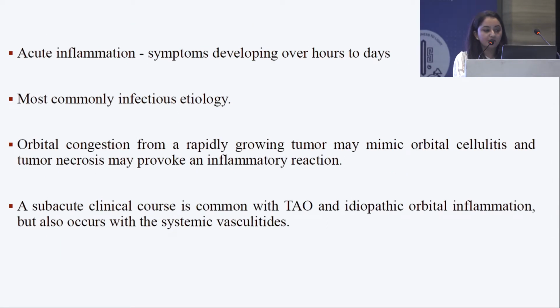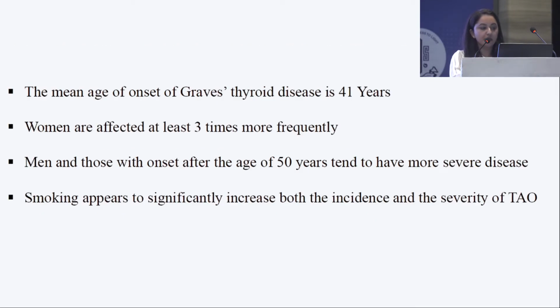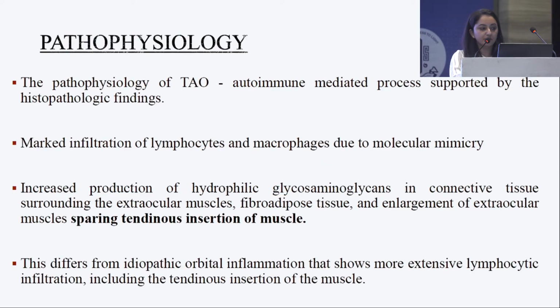Orbital congestion from a rapidly growing tumor may also mimic orbital cellulitis, and tumor necrosis may provoke an inflammatory reaction. Coming to some of the specific diseases, a brief overview of thyroid-associated ophthalmopathy, which is the most common cause of orbital inflammation in adults, accounting for nearly 60% of cases. Mean age of onset is around 40 years, more common in women, and smoking appears to be a significant factor for both increase and severity of thyroid ophthalmopathy.